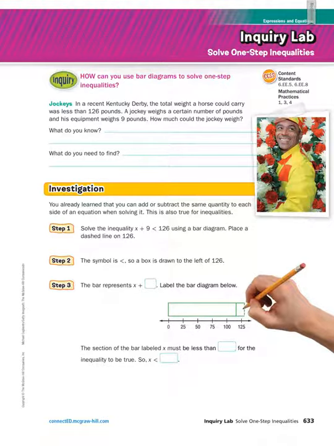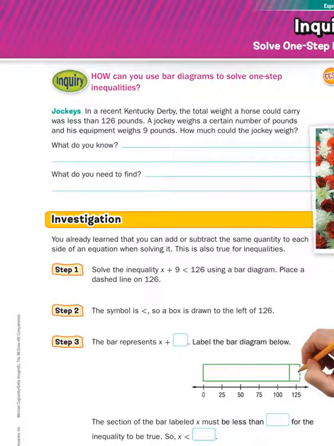So let's go through and circle some things that are important here. First off, the total weight a horse could carry was less than 126 pounds. A jockey weighs a certain number of pounds, which means we don't know how much he weighs, and his equipment weighs 9 pounds. The question says, how much could the jockey weigh? So we can use maybe X to represent what the jockey weighs, because we don't know that.